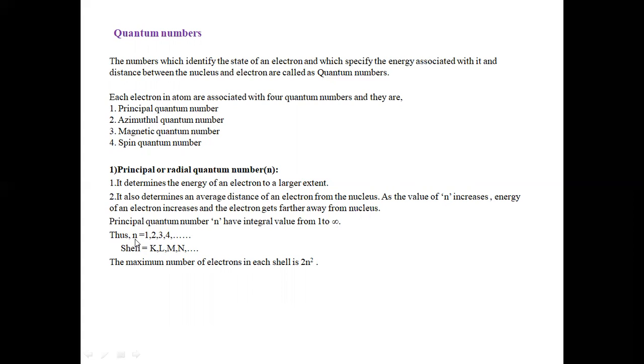The principal quantum number n has integral values from 1 to infinity. Thus we have n equal to 1, 2, 3, 4 and so on. The shells here are K, L, M, N, etc. And the maximum number of electrons in each shell will be 2n square. We have to calculate the maximum number of electrons in each shell by using the 2n square formula. So this is the principal quantum number.